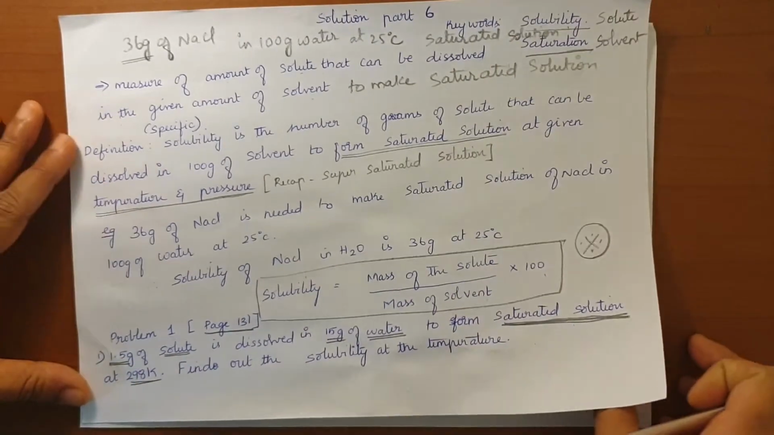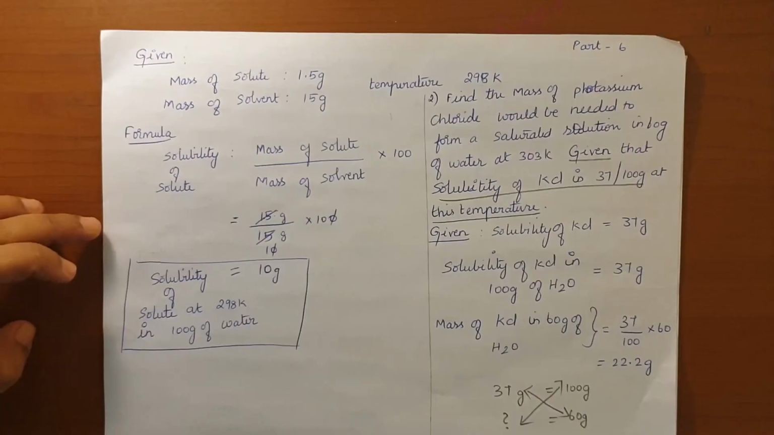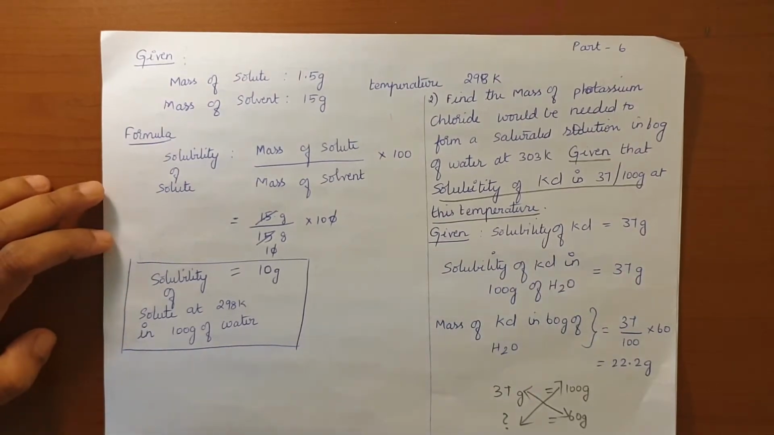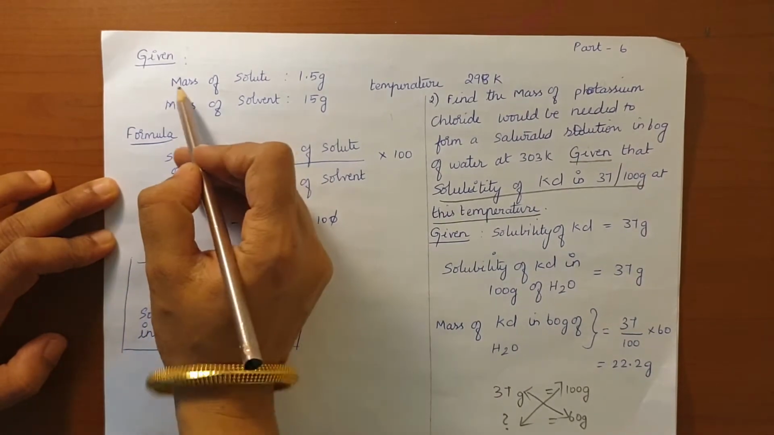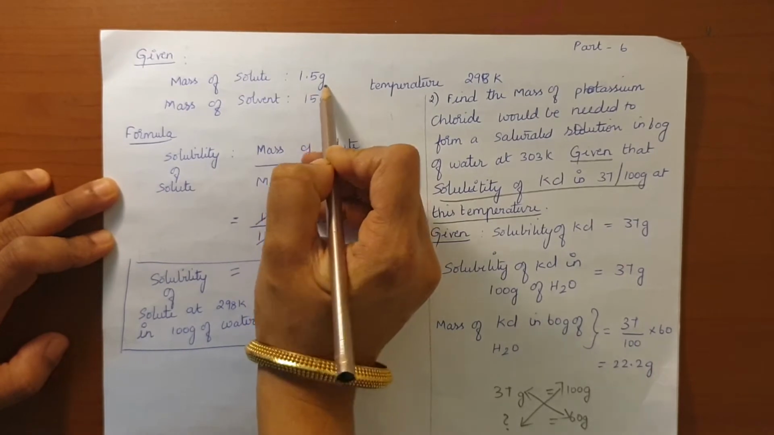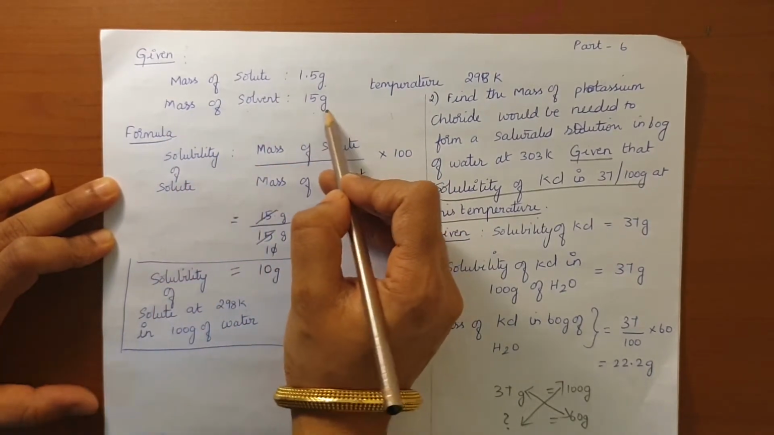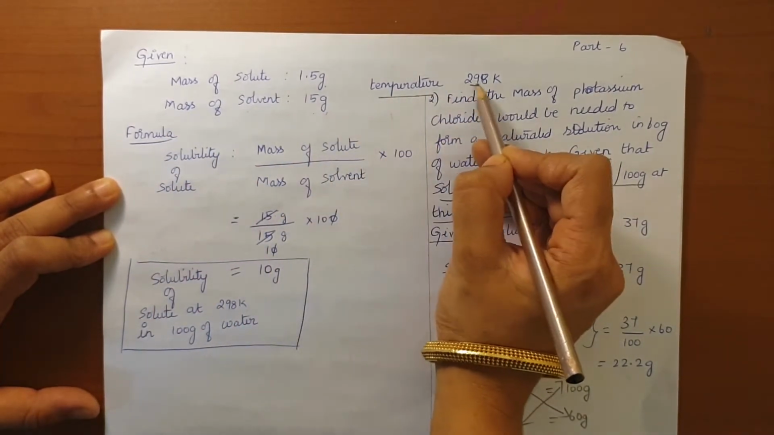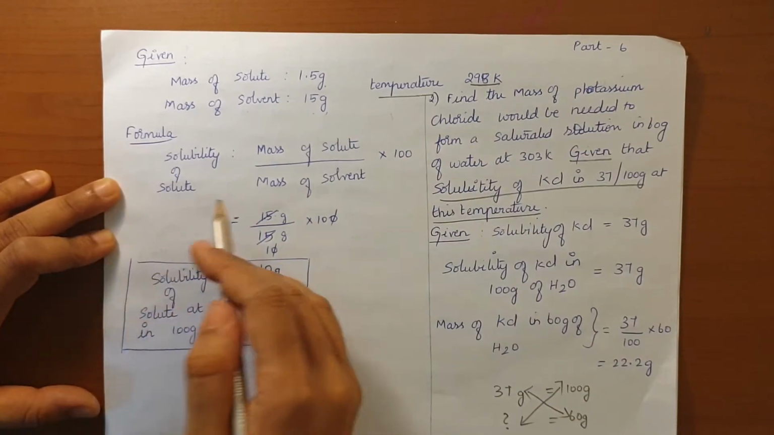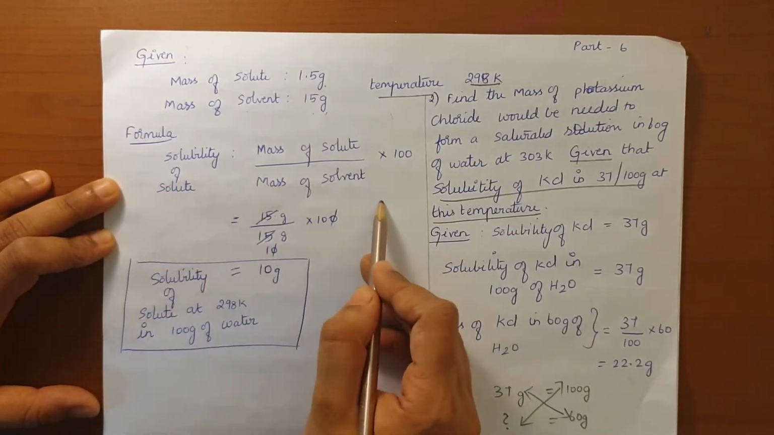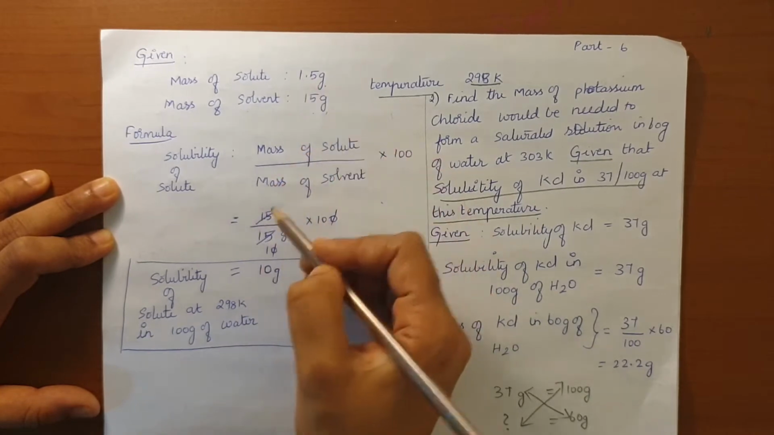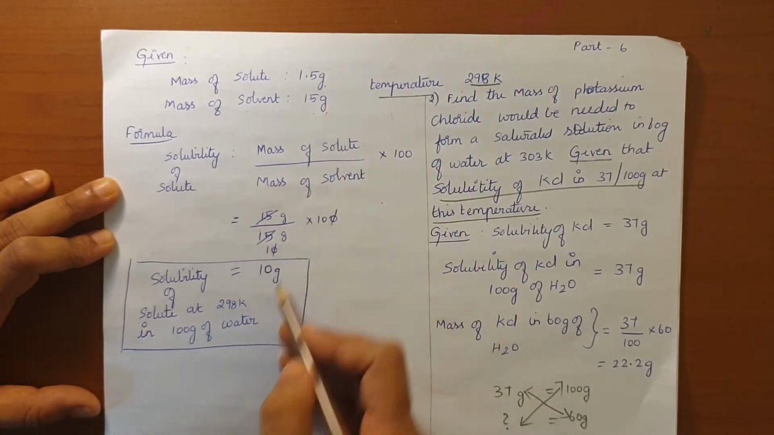Right, now what is all the data given in the question? Mass of the solute, which is 1.5 gram. Mass of the solvent, it is 15 grams. Temperature given is 298 Kelvin. We know the formula. Just write the formula, substitute all the values and find out the answer.